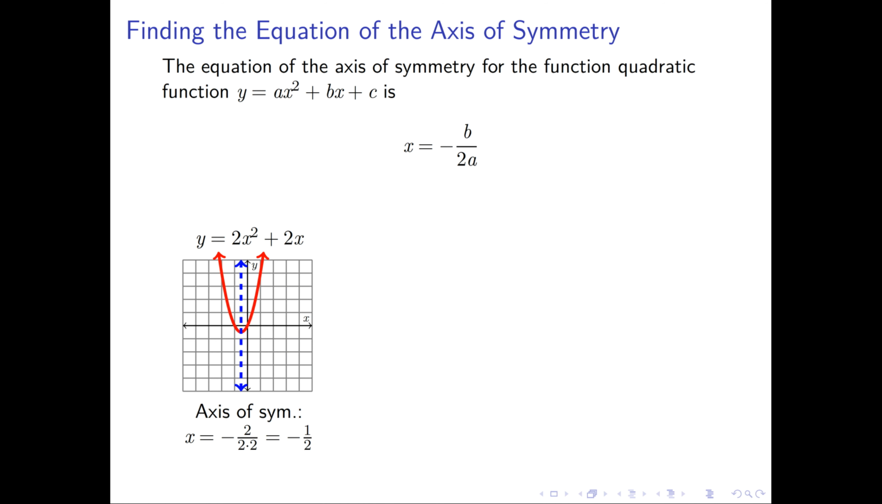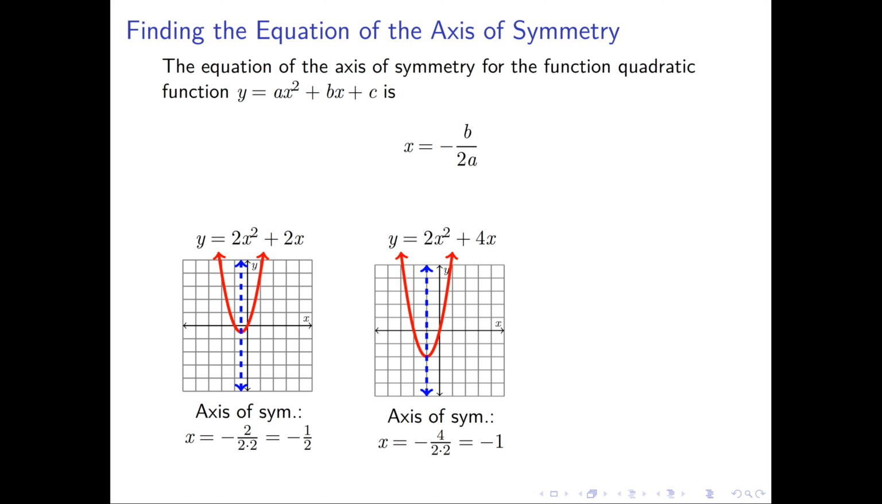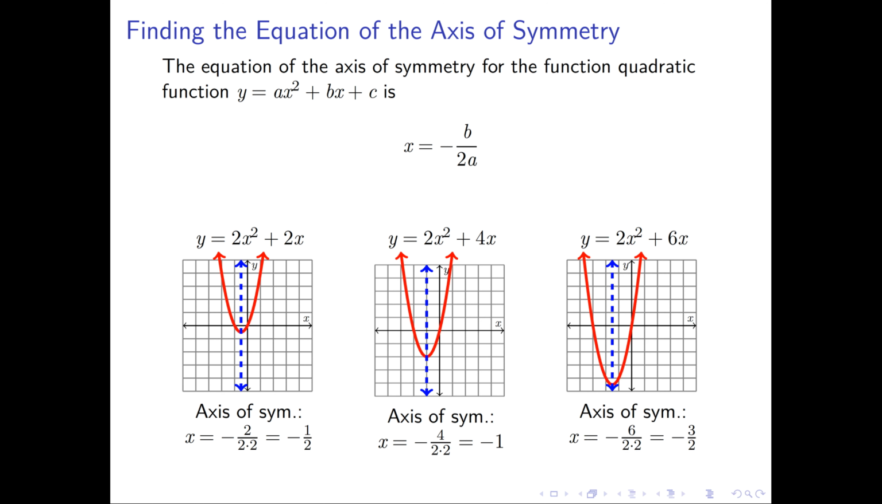In the first graph, if we were to calculate the opposite of b over 2a, you'll see at the bottom, x equals the opposite of b is 2, so that is 2, over 2 times 2. And that, of course, equals negative 1/2. In the second graph that we saw, y equals 2x squared plus 4x, a is 2 and b is 4. So the axis of symmetry would be the opposite of 4, which is b, over 2 times 2, which is equal to negative 1. And in the third graph, where a is 2 and b is 6, the axis of symmetry is the opposite of 6 over 2 times 2, which is negative 3/2.